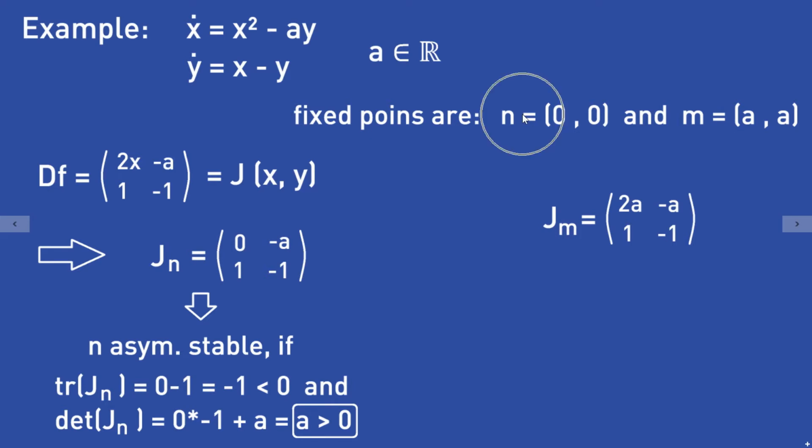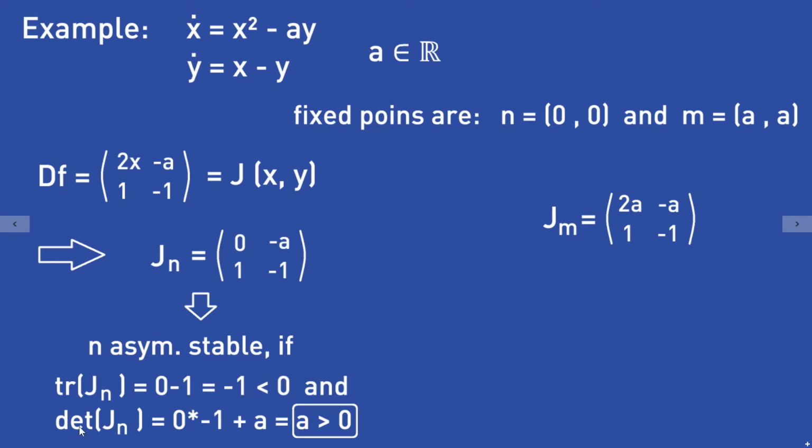The fixed point n is asymptotically stable if the real parts of all the eigenvalues of Jn are negative. We will use the Routh-Hurwitz criterion to find out when the real parts are negative. So we have to take a look at the trace of Jn and the determinant of Jn. The trace has to be negative. So the trace is 0 minus 1, and this is equal to minus 1, and this is negative.